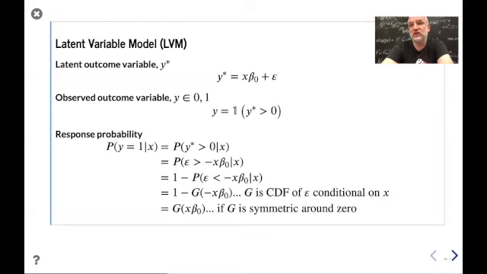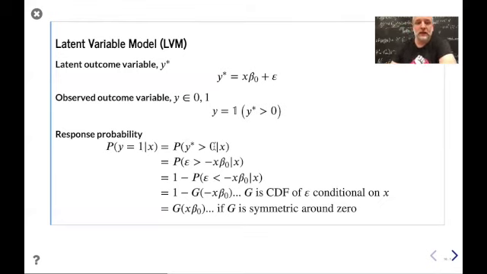Now it turns out that if you do that, then you get choice probabilities that are between 0 and 1. And that's what I'm going to show right here. We can derive that choice probability from these two equations. Here we've got our response probability: the probability that y is equal to 1 conditional on X. That's the same as saying the probability that y star is positive, right? Because y is equal to 1 whenever y star is positive. So we just substitute this condition in here because it's completely equivalent to y equal to 1.